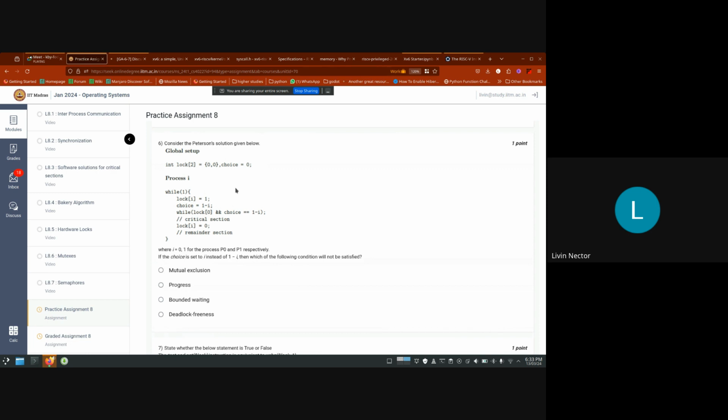Everything is there. So what will happen if we change it, instead of favoring the other process, to favoring the same process? Instead of choice equal to 1 minus i, what will happen if you put i here? So that's the question. Could you tell whether mutual exclusion will occur? Will mutual exclusion occur if it favors the same process? Any idea?